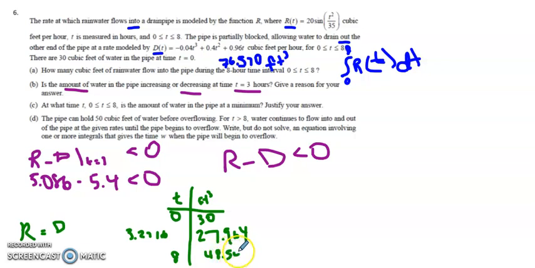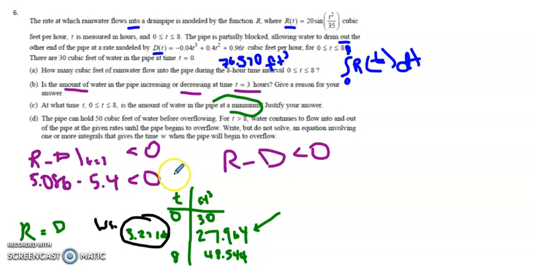Now, the question said, at what time was the amount of water in the pipe at a minimum? So that's going to be at time equals 3.2716, and that's in hours. Your justification is this table of values. There's nothing you have to write, okay?